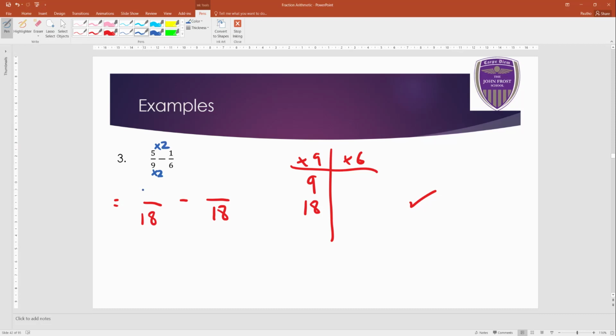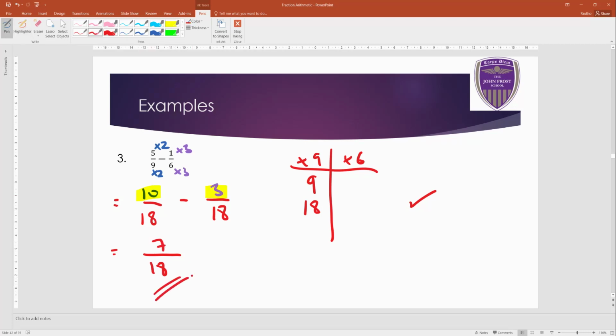So 5 times 2 is 10. And this right-hand fraction, how many 6s are in 18? Well, 3. And 1 times 3 is 3. So I've got my common denominator. And obviously this time, because I'm subtracting, you'll subtract the numerators. And 10 take away 3 is 7.